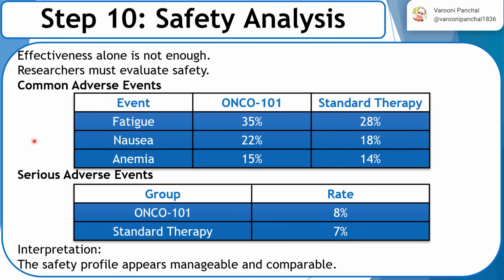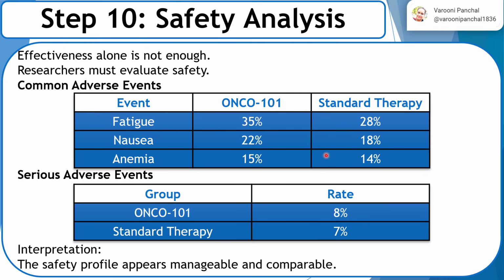Now the next thing is common adverse events and serious adverse events. These are the only two important factors through which you can measure the safety analysis, right? So the common adverse events are fatigue, nausea, anemia in Onco 1001 and standard therapy. When you compare these two treatment groups, 35, 28, 22, 18, 15, 14, plus or minus 1 or plus or minus 5, that's not much of a difference.